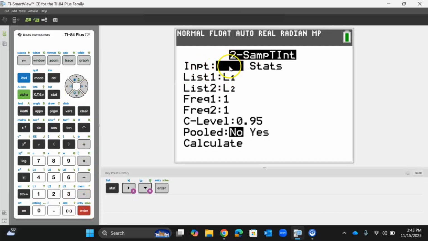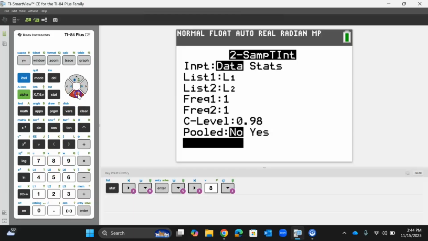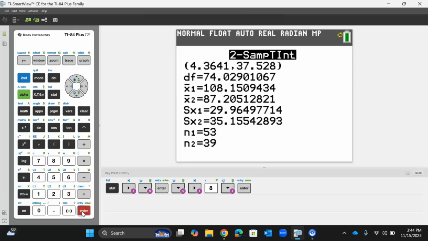Again, this time we're working with data, so we are going to have it pull from the same list 1 for our European group, and the same list 2 for our American group. We don't have any frequency charts or frequency tables here, so we just leave those marked as 1. We do want to change this to 98, though, because that's what the question asks. We want a 98% confidence interval in this situation. It's still going to be a no on the pooled. We don't know the population variances. That information wasn't shared with us. And we're going to go ahead and calculate.